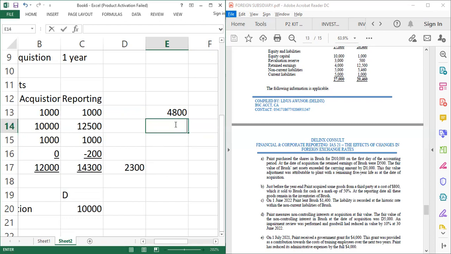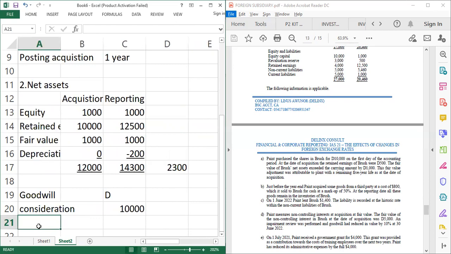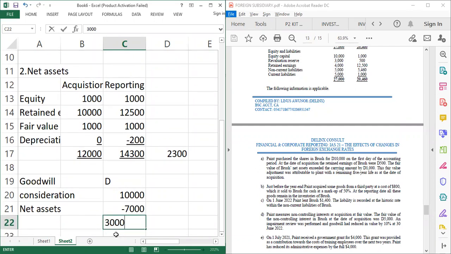So if out of 12,000 NCI is taking 5,000, then how much is the parent paying for? 7,000. So you can just subtract 7,000 from the consideration and get your goodwill. That is the portion that the parent is paying for. So this is a net asset relating to the parent. We have that, which will be 3,000. That is the goodwill.